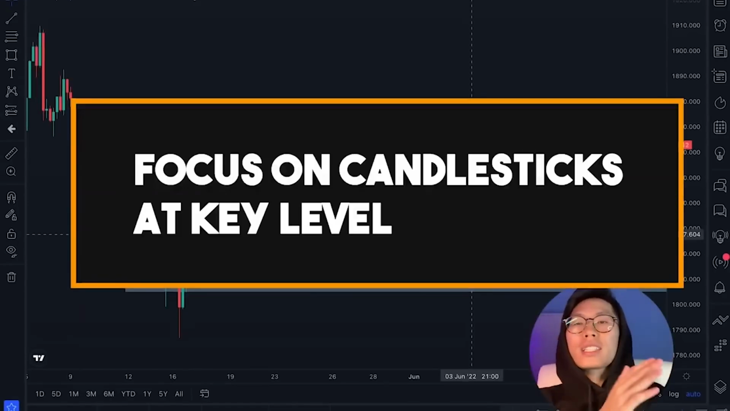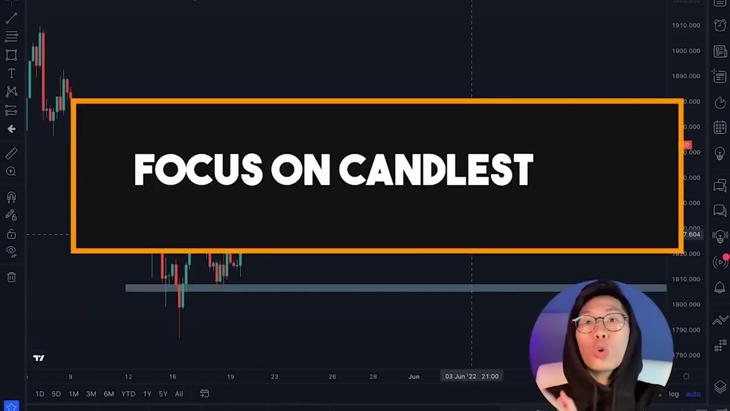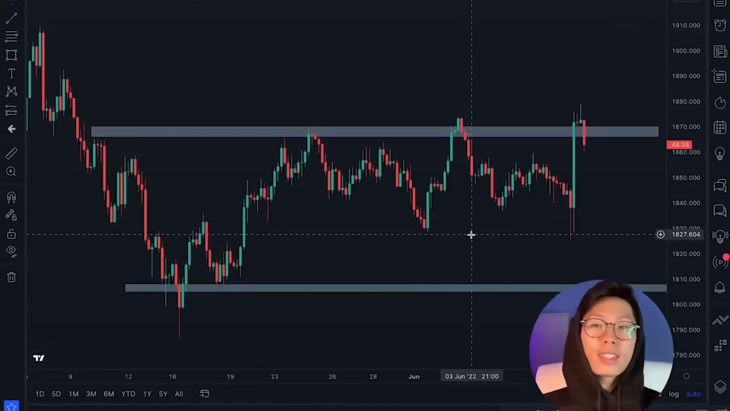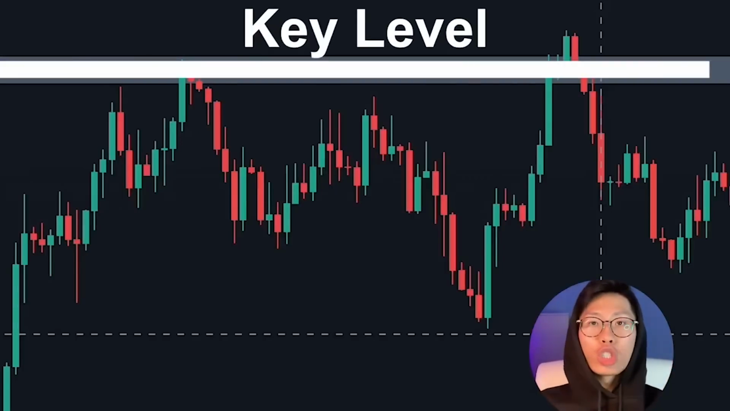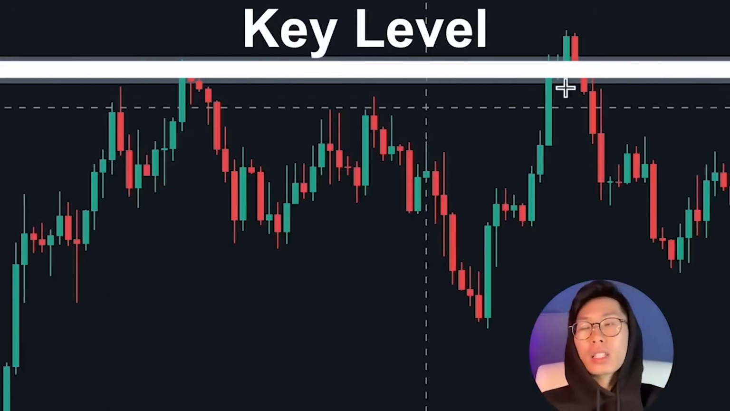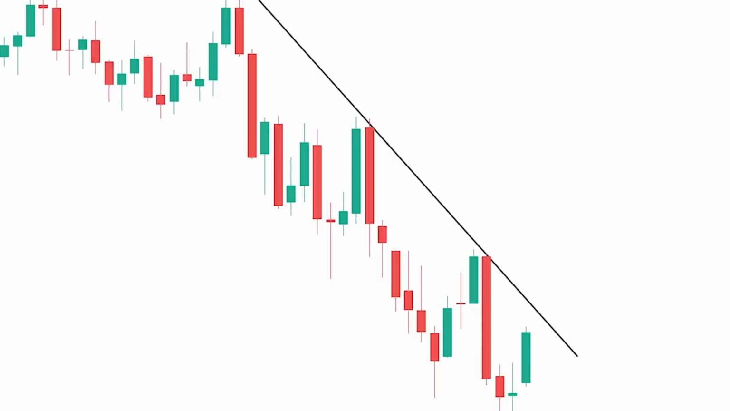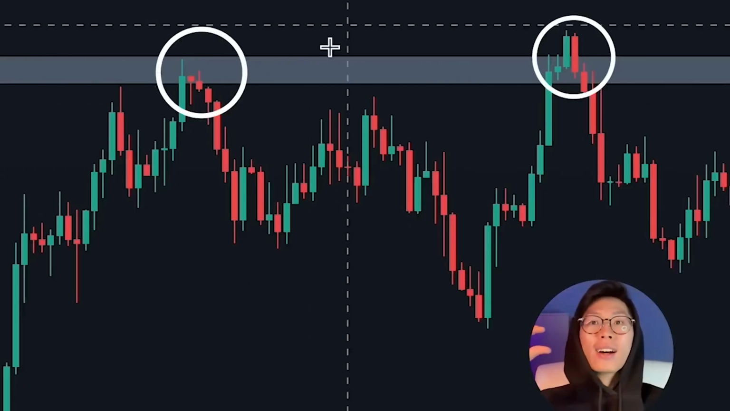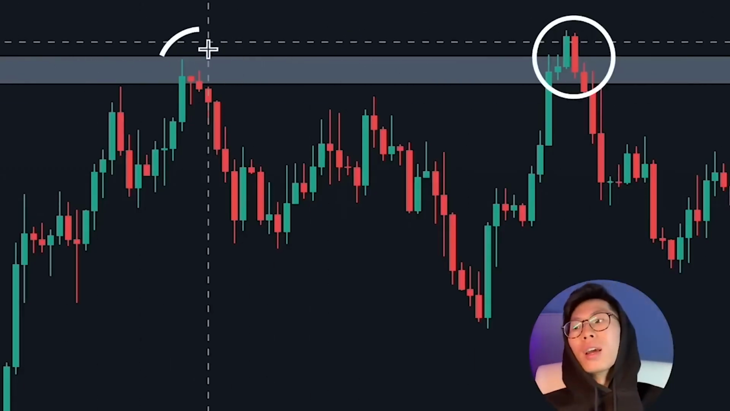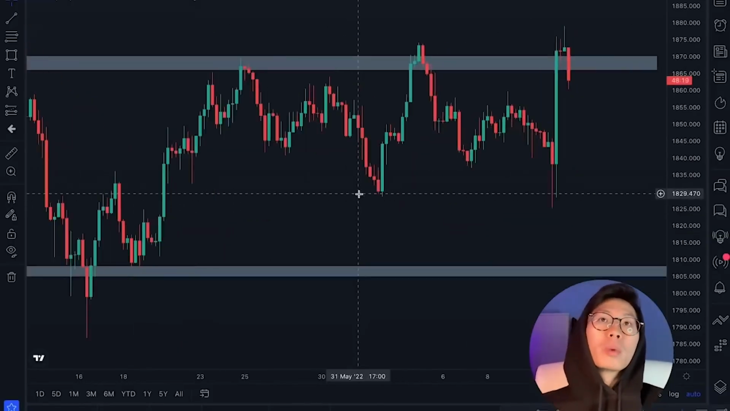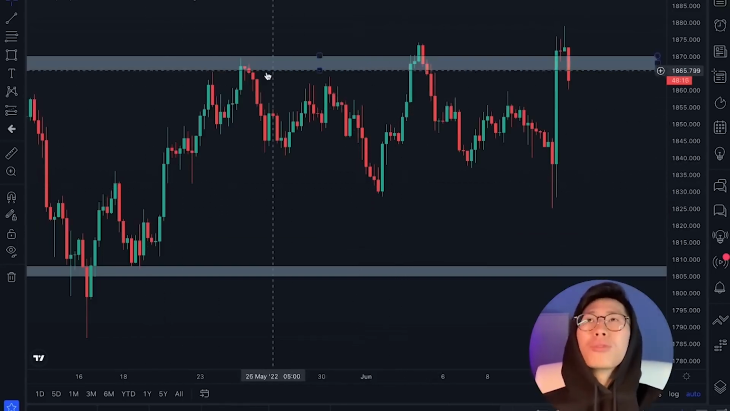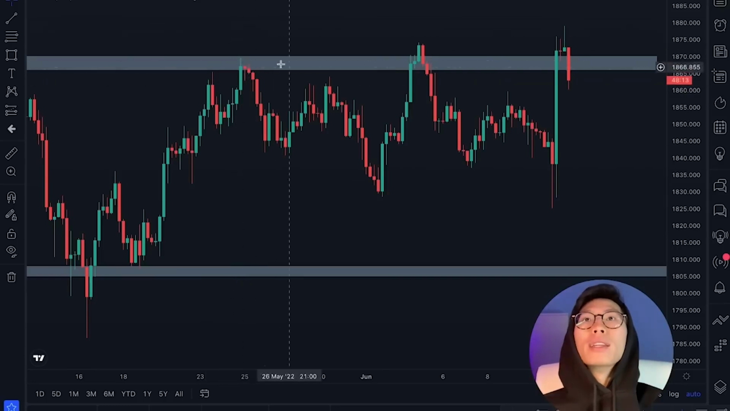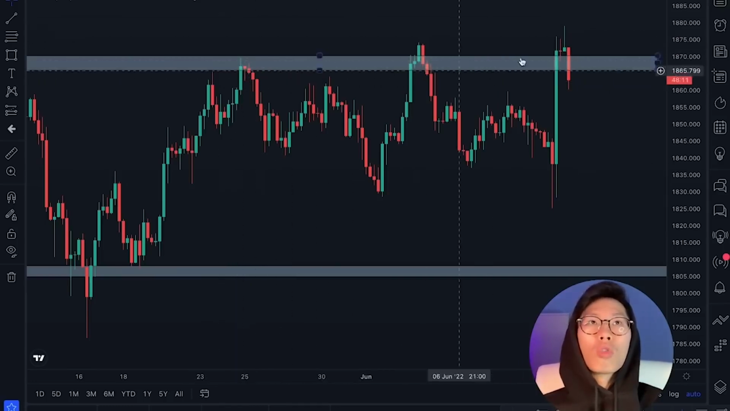Focus on candlesticks at key levels. Do not look at every single candlestick at every single time frame. You should only be paying attention to the candlesticks near a key level or a trend line. So honestly, my advice to you guys would be, do not pay attention to the candlesticks in the middle. Only really focus on the candlesticks that are forming near a key level like this right here.